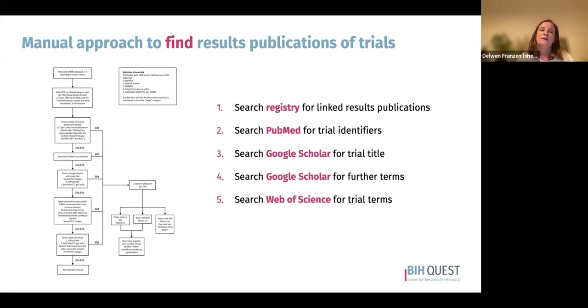And then depending on whether they found a publication, they moved on to different data sources like PubMed and Google Scholar, and then searched for the trial identifier or a different combination of terms relating to the trial. So this was quite a time-consuming approach, as you can imagine, but this was also very important because we really needed a validated set of trials and associated publications.